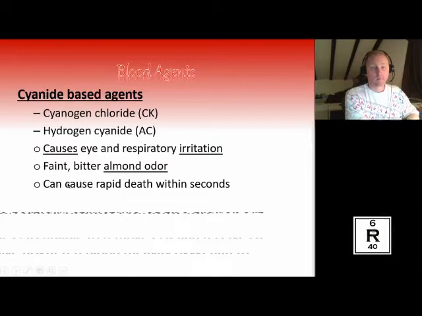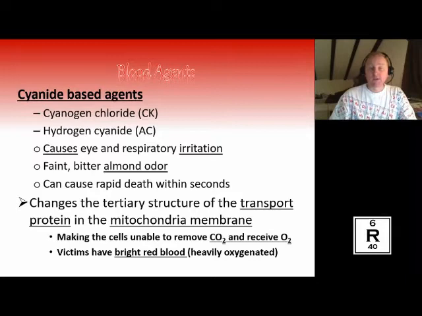How blood agents work is that they make changes in the tertiary structure of the transport protein in the mitochondrial membrane. So the mitochondrial membrane is where you're generating energy for your cells. If you guys remember a little bit of flashback from biology, in your cells you got the mitochondria, and that's what we call the powerhouse of the cell. And to get things in and out of a cell membrane, we have these proteins that allow transportation back and forth, and hopefully you remember that from your biology class.